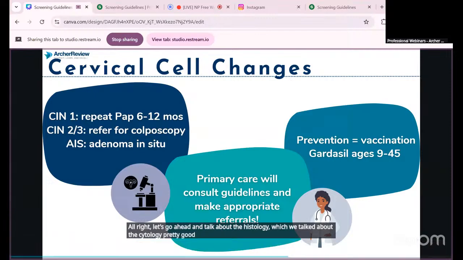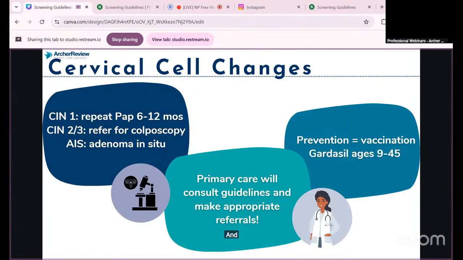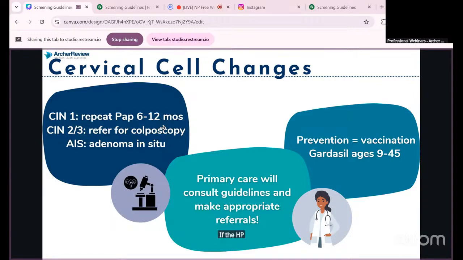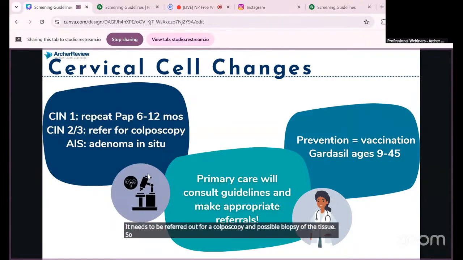So histology, the changes to the cells are going to be graded CIN, which stands for cervical intraepithelial neoplasia 1 through 3. And then also there's adenocarcinoma in situ. Usually for these first grades, you can repeat the PAPs in 6 to 12 months if the HPV testing is negative. But if we're getting to a 2 or 3, it needs to be referred out for a colposcopy and possible biopsy of the tissue. So again, depending on what you see on your path report.